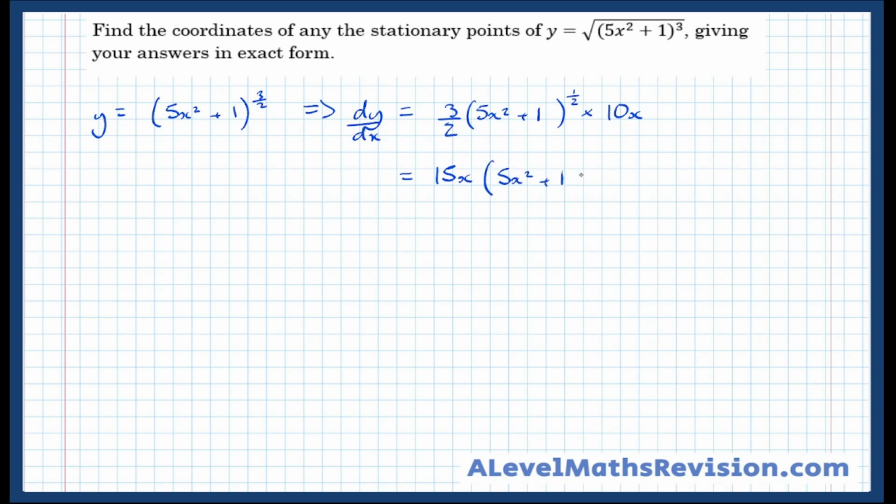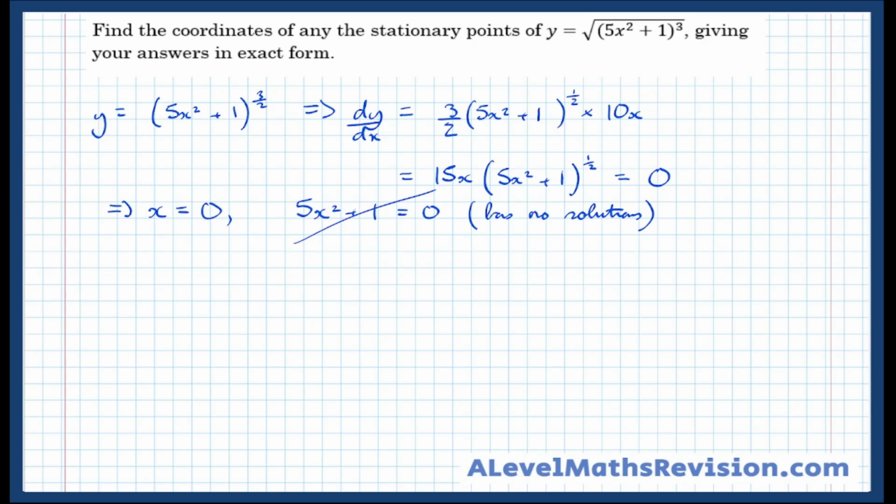5x squared plus 1 to the power of a half, which has stationary points when the gradient function dy by dx is equal to 0. So let's solve that now. Which means that, well, I can see that this here happens when x equals 0. And this here cannot equal 0. 5x squared plus 1 can't equal 0. So we're going to discard that solution. 5x squared plus 1 equals 0 has no solutions.